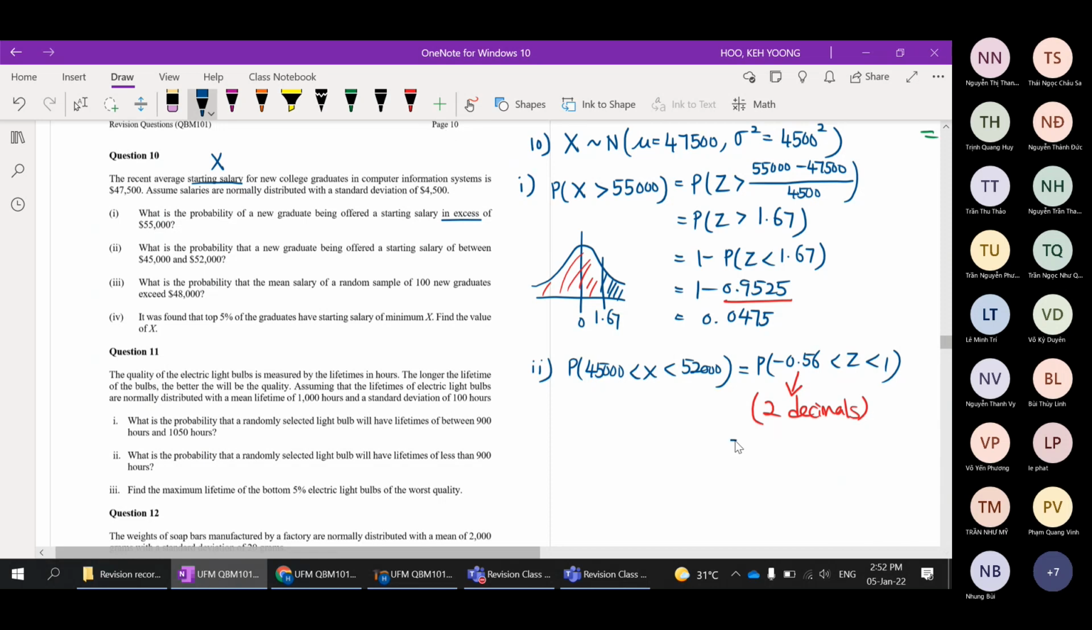Let's skip the graph. If you need it, let me know and I will draw the graph for you. If not, I will just write down the equations. So we are taking the probability of less than 1 minus less than negative 0.56. So 0.8413 minus 0.2877.